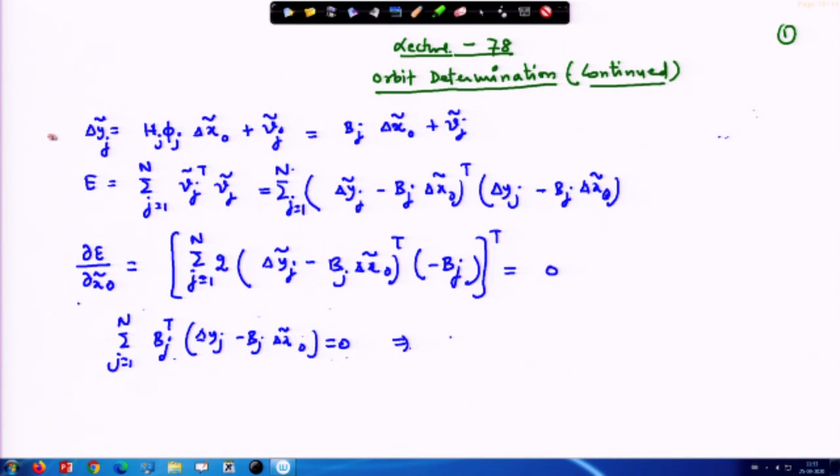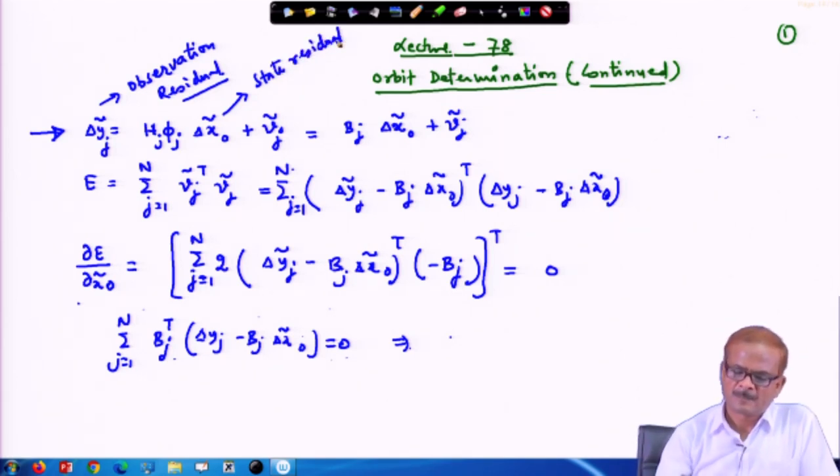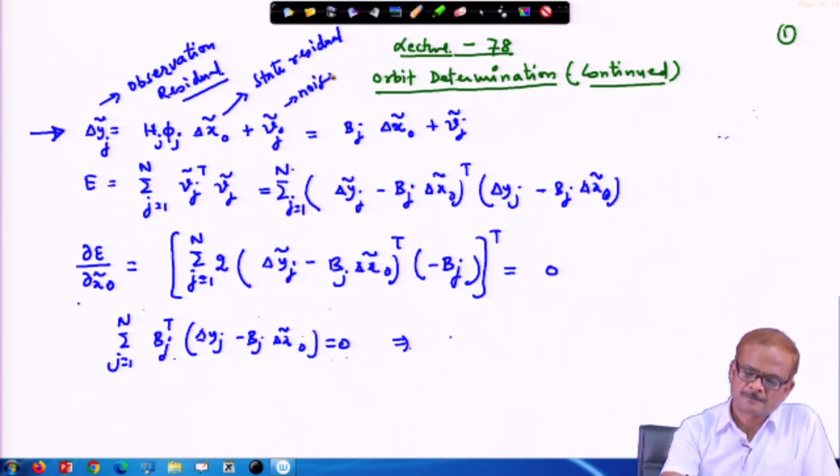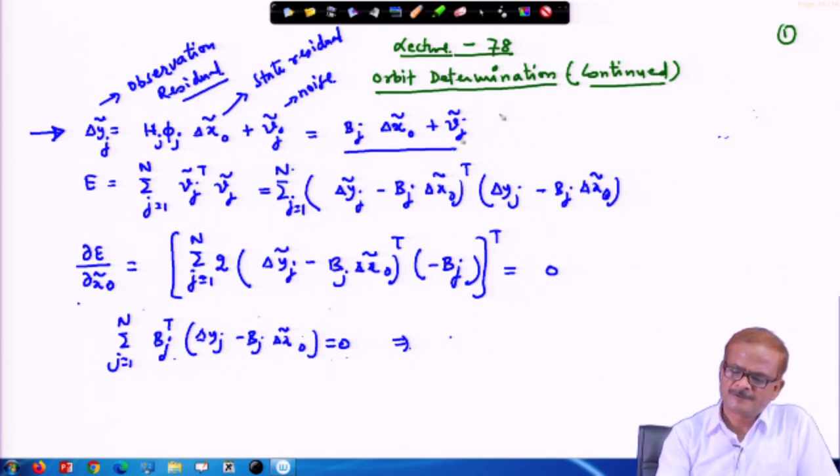See the same equation, the linearized equation I have shown here. This is delta y j, which is also called the observation residual, and this is called the state residual. And this is your noise vector. And we have cast it in this format.